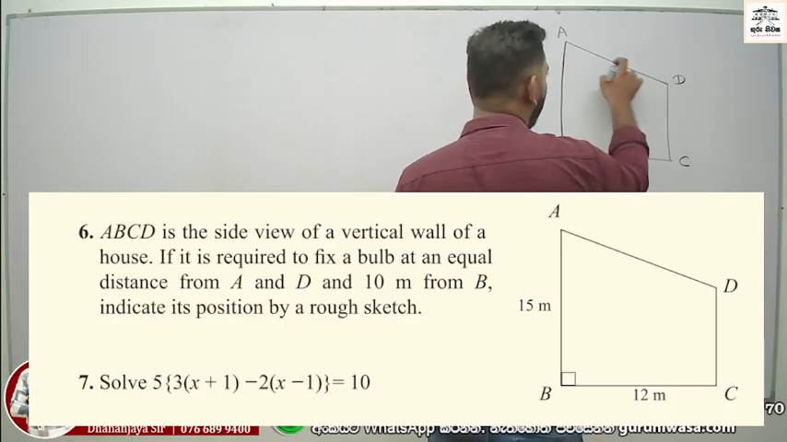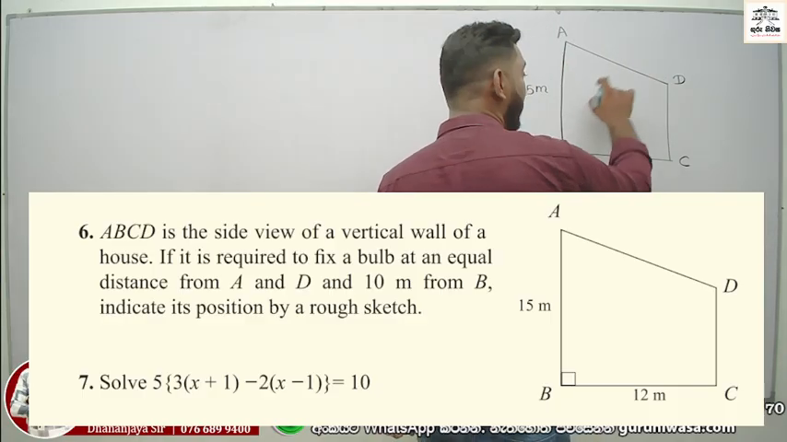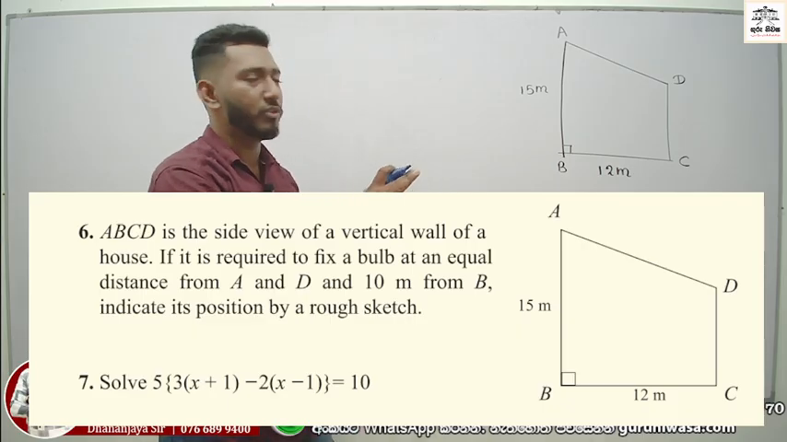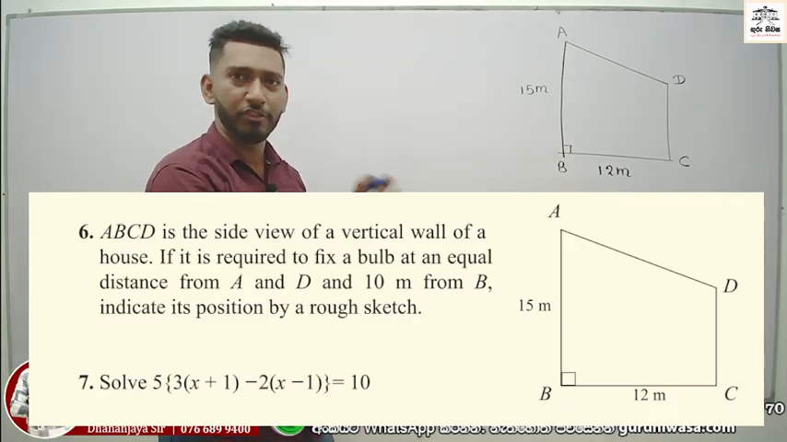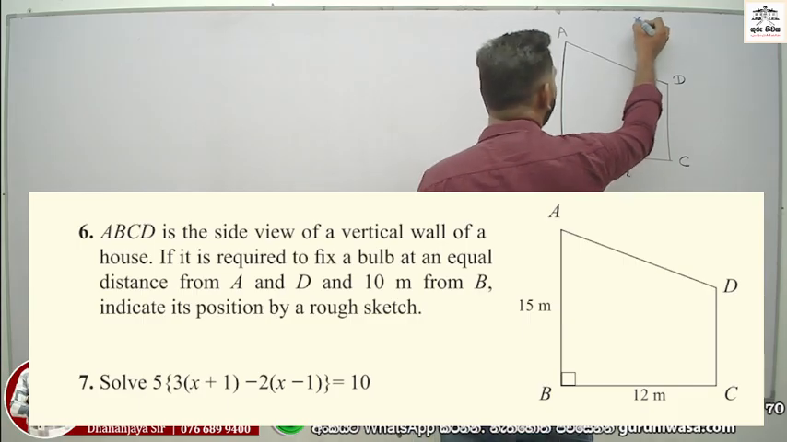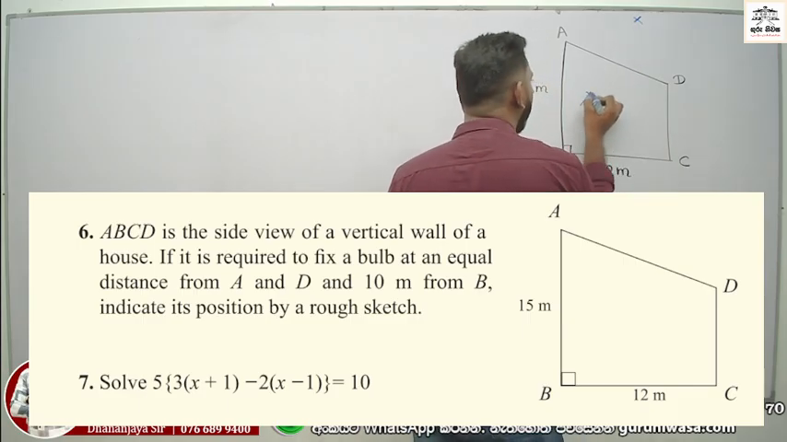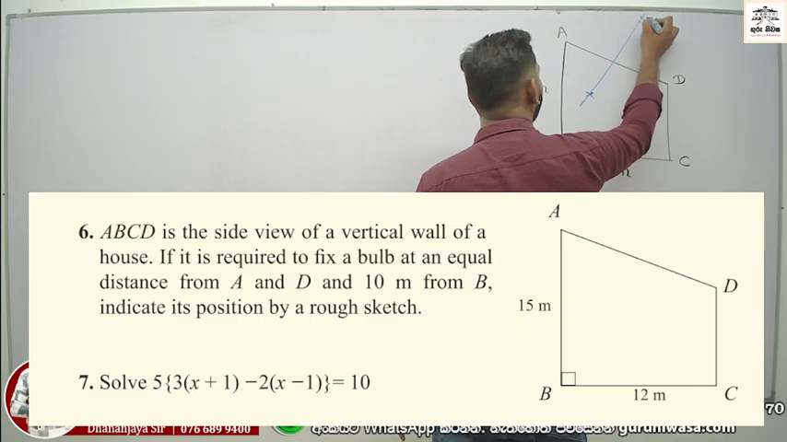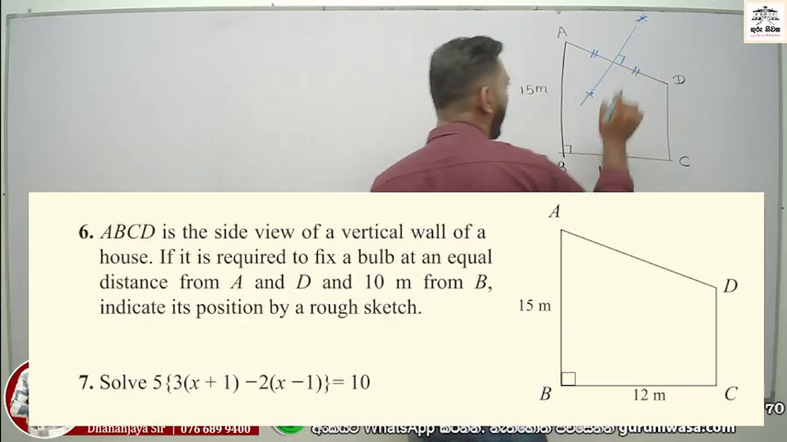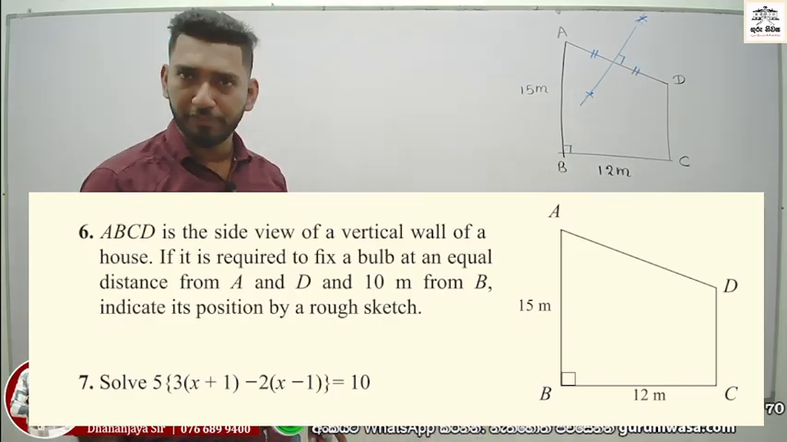You would normally use a compass, but this is a rough sketch, so there is no need to use the compass. Therefore, you need to draw it like this, and this is the perpendicular bisector, right? This is the locus of points.